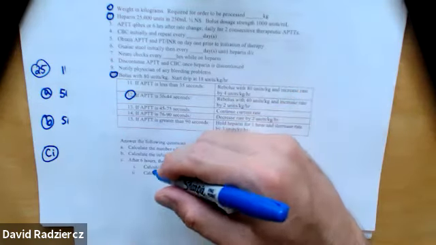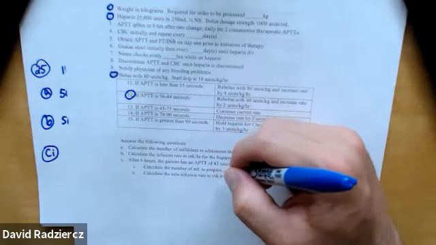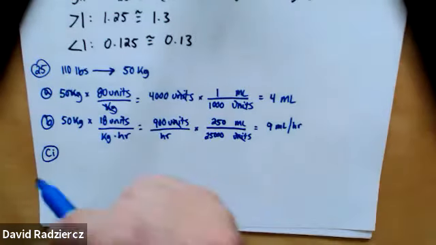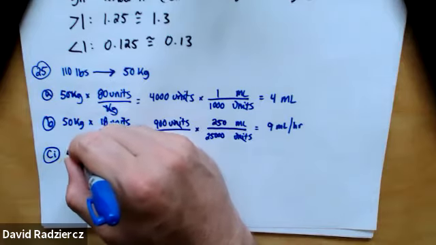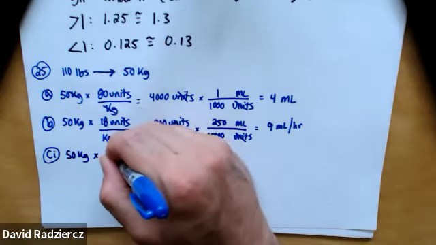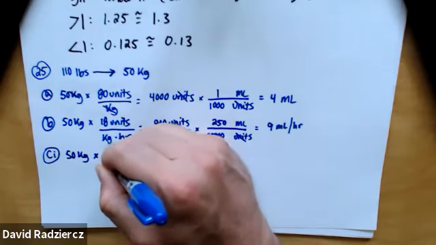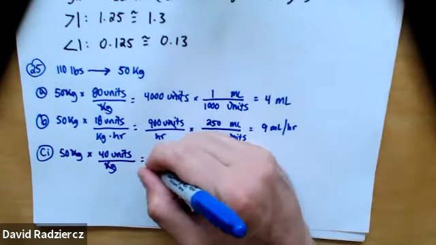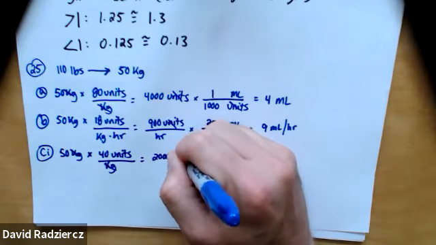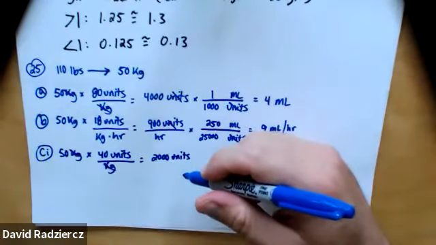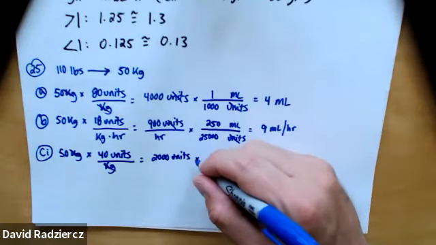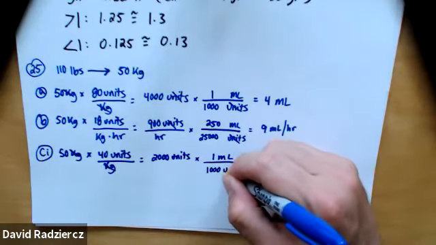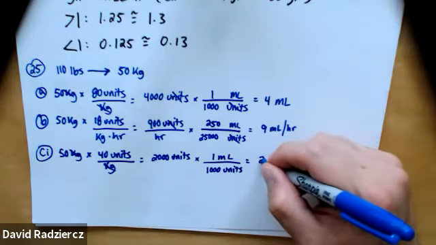So the questions say to calculate the number of milliliters to prepare. That's for the new bolus. And then to calculate the new infusion rate in milliliters per hour. So step 1, same patient, same weight, but this time instead of 80 units, it's 40 units per kilogram. Eliminate kilograms. We get 2,000 units. We don't want units, we want milliliters. So I'm going to use the same bolus dosage strength of 1,000 units per milliliter. And we get 2 milliliters.